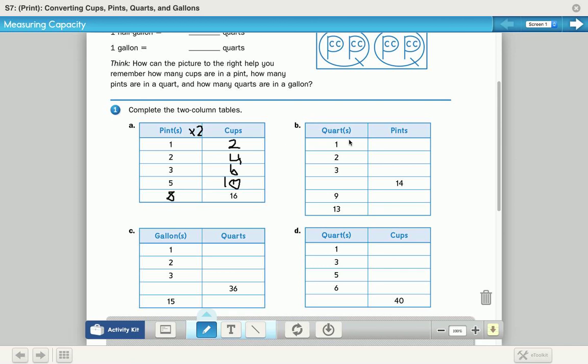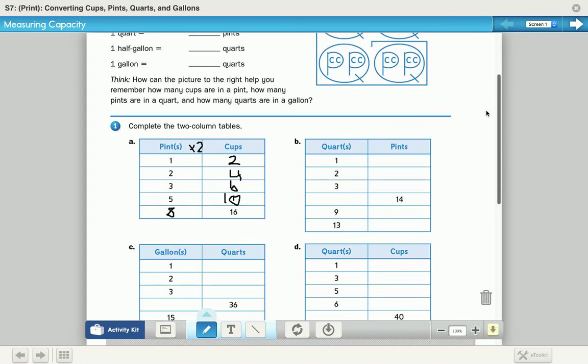Okay, the second one, we have quarts into pints. So if we look at the quarts and the pints up here, we have 2 pints in every quart. So again, we would be multiplying times 2. So 1 quart is equal to 2 pints. 2 quarts is equal to 4 pints. 3 quarts is equal to 6 pints. For this one, we could think what number times 2 would give me 14, and that is 7. 9 times 2 is 18. And 13 times 2, that's a really bad 8, sorry. 13 times 2 is 26.